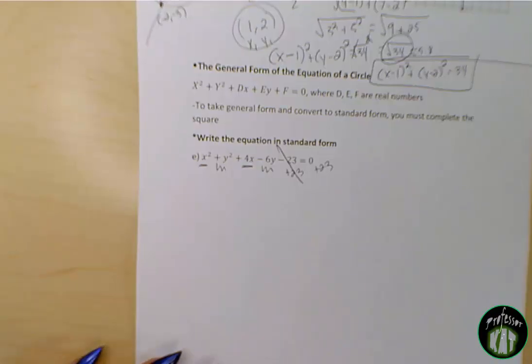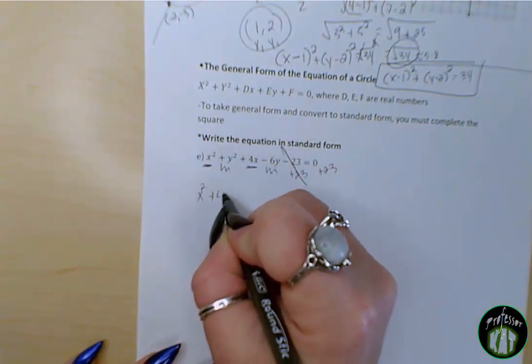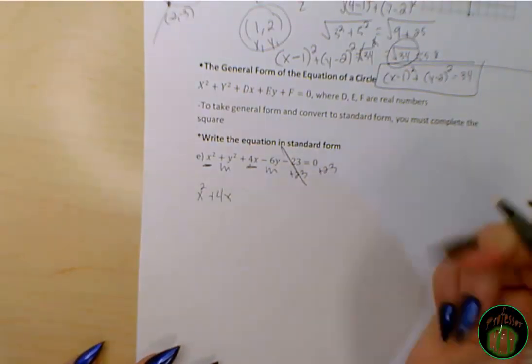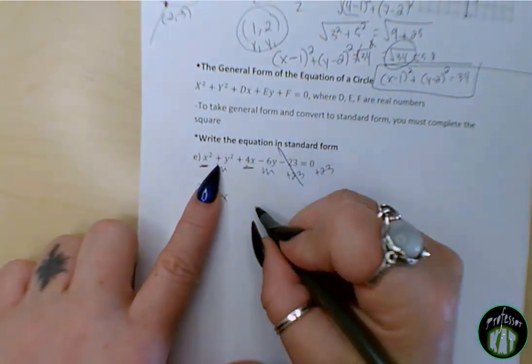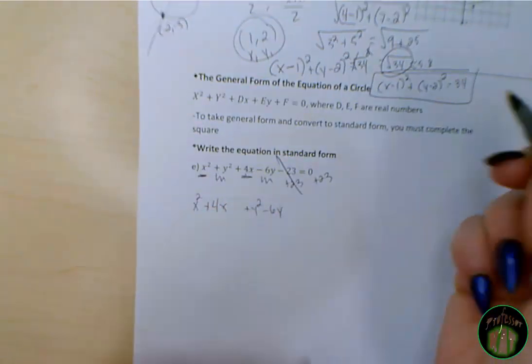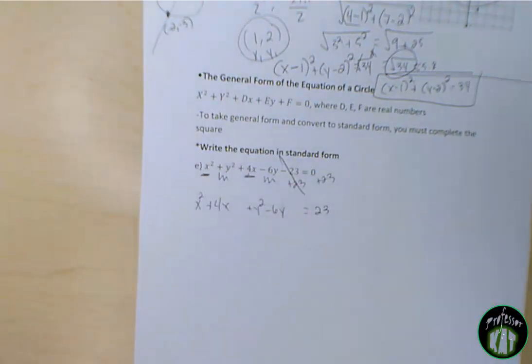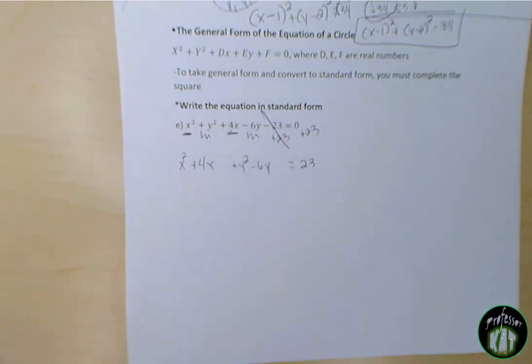So what our equation is going to look like, let's group the x's first. We have x squared plus 4x. Leave a space. Drop down your y. So we have our plus y squared minus 6y. Leave a space. And that's going to equal this 23 here that we moved to the other side. So that's step one, rearranging.